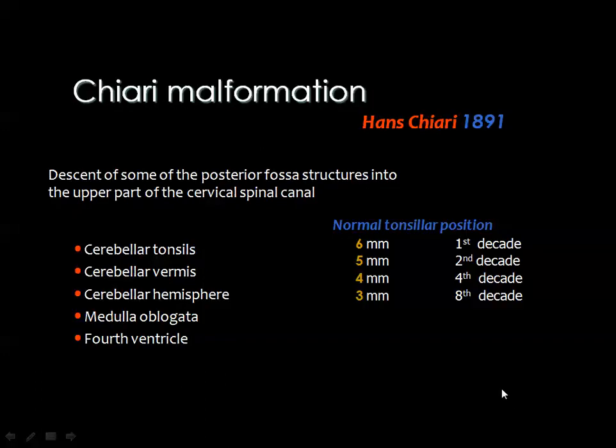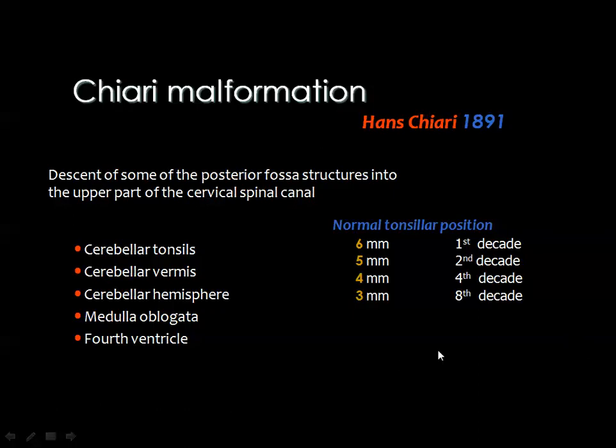The last one of this group is the Chiari malformation, and this was reported by Hans Chiari in 1891. This Chiari malformation represents some form of abnormal descent of the posterior fossa structures into the upper part of the cervical spinal canal, starting from the cerebellar tonsil, then the cerebellar vermis, then part of the cerebellar hemispheres and the fourth ventricle, and maybe part of the brainstem as well.